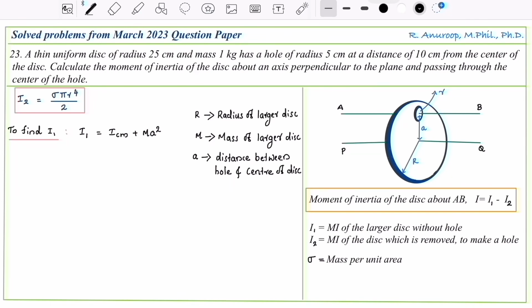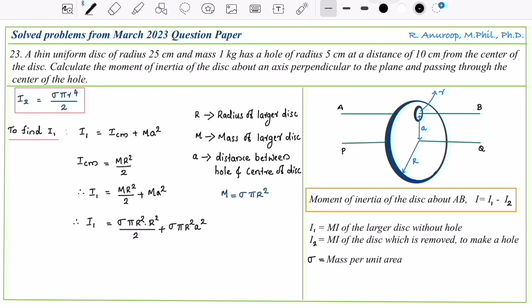First, let us find out ICM. ICM is MR square by 2 because it is the moment of inertia of the disk about an axis PQ which is passing through the center of mass. Therefore, I1 is equal to MR square by 2 plus Ma square. Again, here sigma is the mass per unit area. Therefore, mass is equal to sigma into area. Here, the area of the larger disk is pi capital R square. Hence, I1 is sigma pi R square, R square by 2 plus sigma pi R square, a square.